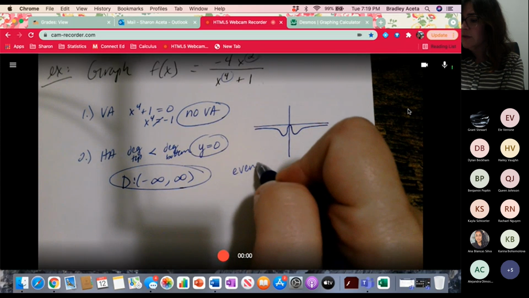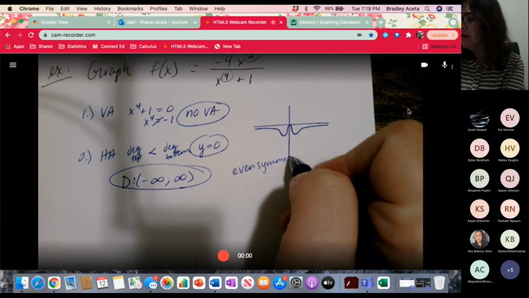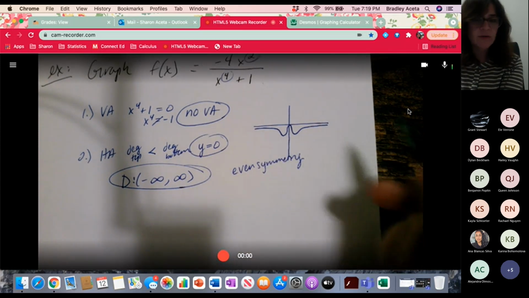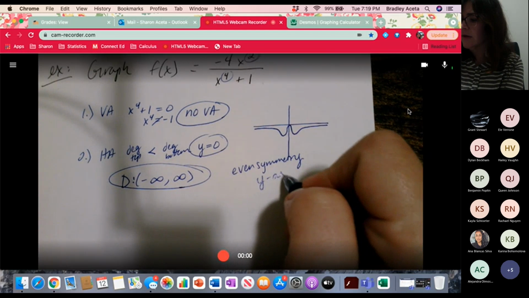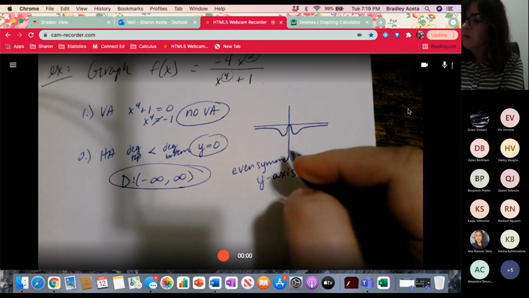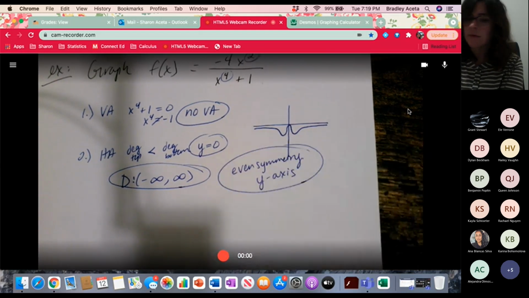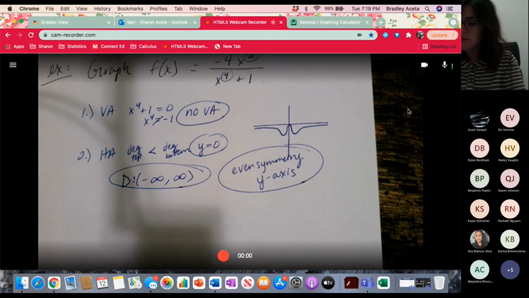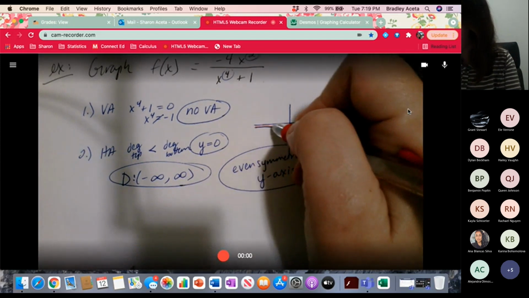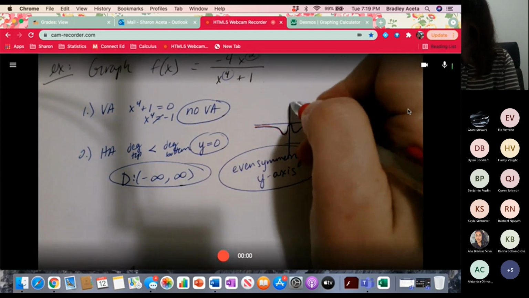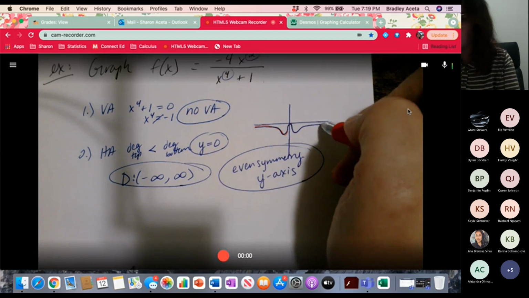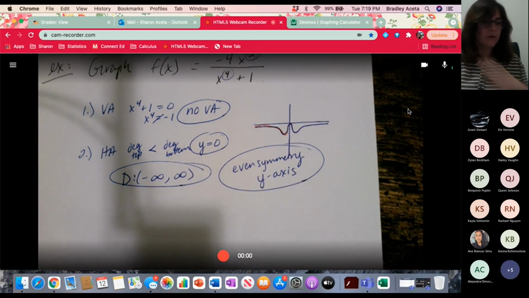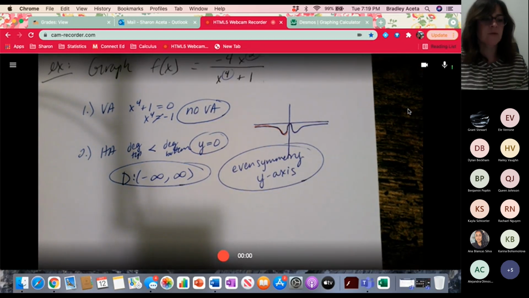And this has even symmetry. I want you to write that down. I think I wrote it down for a reason because I'm wondering if they're going to ask it to you in homework tonight. Even symmetry flips over the y-axis. This piece right here, if I flip it over this y-axis, it would look the same on that side. Okay, I wrote it in my notes for some reason.